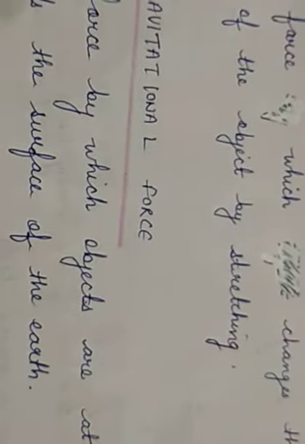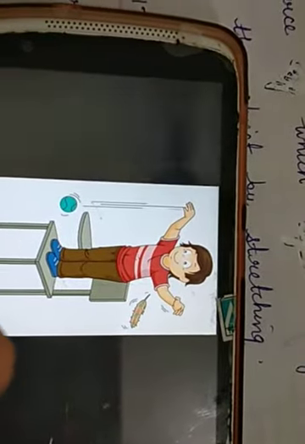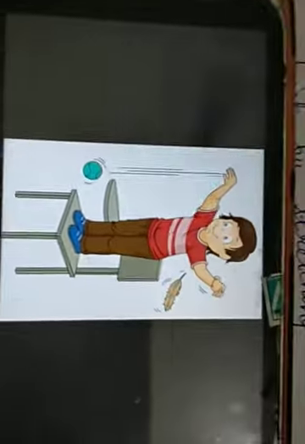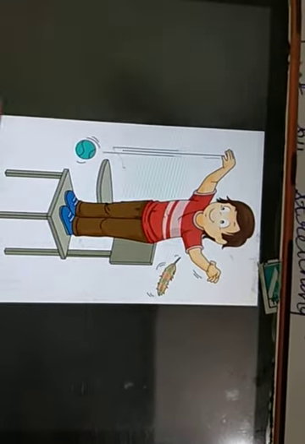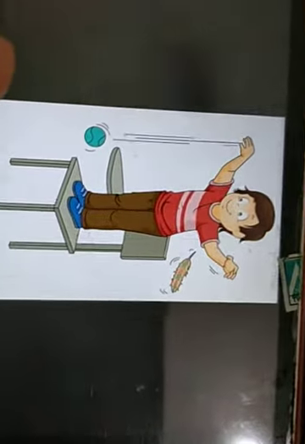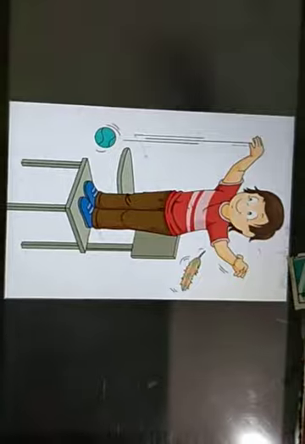Now I will show you one more picture of this. See this child, what he is doing, he is playing with the ball, and whenever he throws the ball down, what will happen? It will always come towards the surface of earth. So which force is playing a role here? That is the gravitational force.